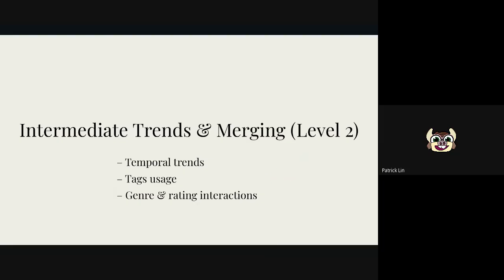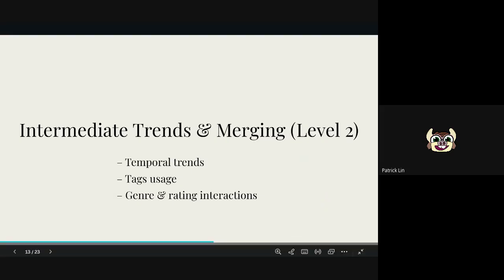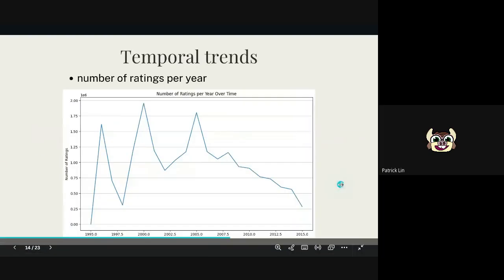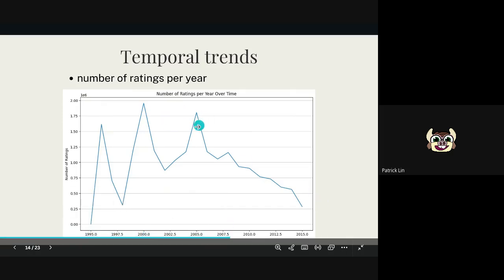After we analyze the basic data, we need to utilize this data to get some trends or more useful information. So this is the level 2. The first one, we can know the change in the number of ratings per year. We can see the number of ratings has a big change every year.